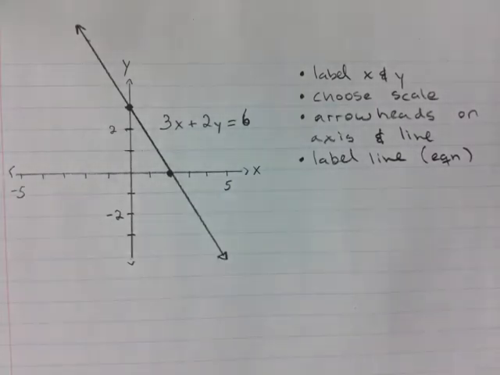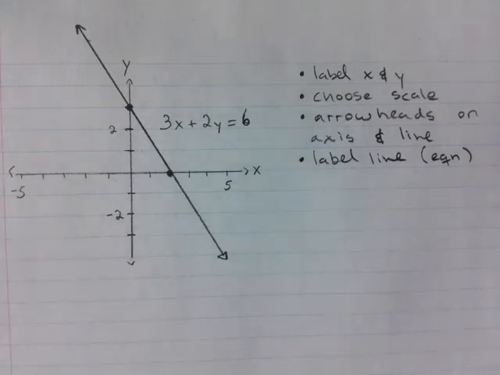So label x and y. For now, everything is just x and y, x and y. Later on, it will be time and height, distance and height, money and tickets sold, right? So it will change. So just be aware of that.